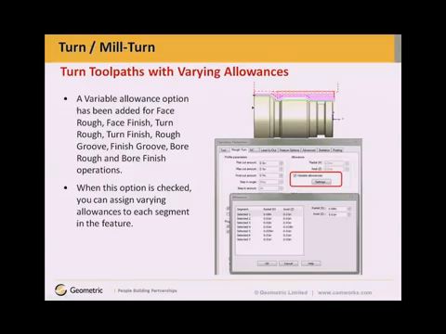This is required when the user wants to achieve specific tolerances, provide proper material for subsequent operations such as plating, grinding, and so on, which may add or remove material, or accommodate shrinkage of plastic injected molded parts when the turn part is used as an injection mold. This option is available in face rough, face finish, turn rough, turn finish, rough groove, finish groove, bore rough, and bore finish operations. Here's an example using varying allowances.